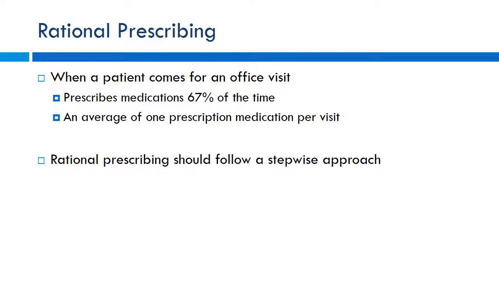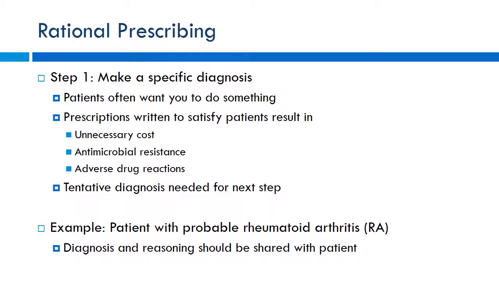But usually about 2/3 of the time they're going to get some sort of prescription out of this. Some people will not leave your office until they have got a prescription out of you, so it can be kind of intimidating sometimes. But on average, it's 1 prescription medication per visit. So when we're deciding to prescribe something, and we say that yes, you do have an adequate indication for a drug, we want to follow a stepwise approach to determine the best drug for that patient. First off, we want to make our specific diagnosis.